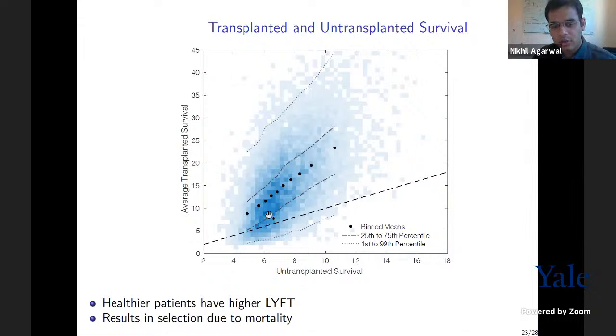The dots in the middle are the bin means. And you can see that the slope of the dots is higher than the 45-degree line. So the gap between transplanted survival and untransplanted survival is increasing the larger the untransplanted survival is. So patients with high untransplanted survival have high lift. And so in order to increase lift, this suggests that you might have to transplant patients who are healthier at baseline.